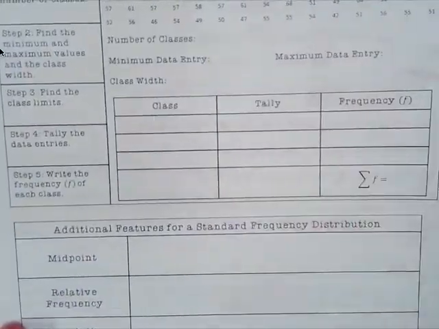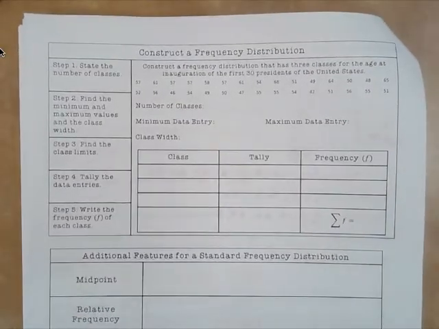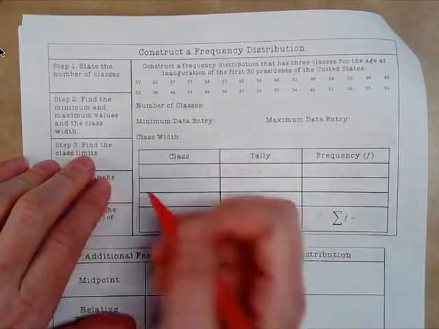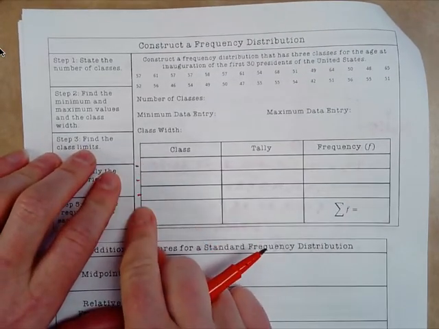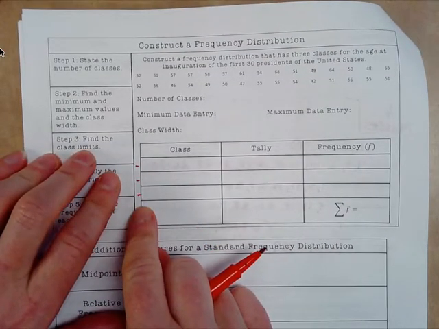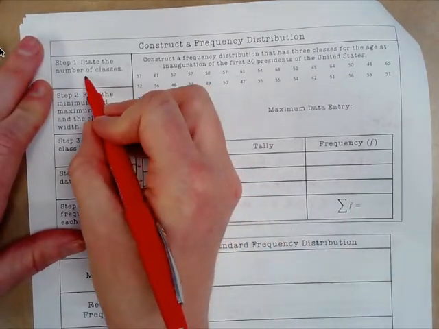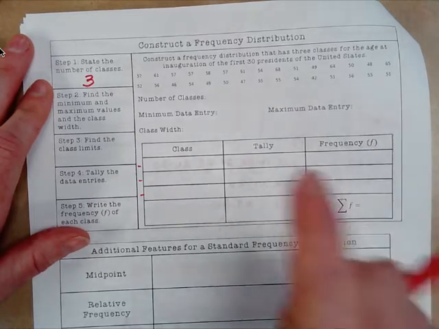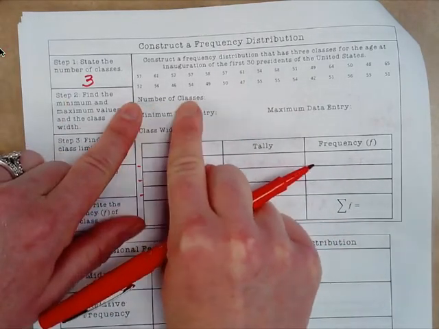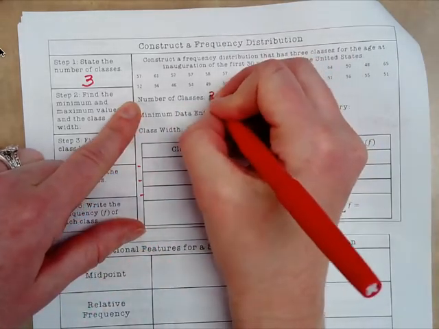Okay, let's look at our first one that we're going to do. On this one, they gave us how many classes, because if you look, we have 1, 2, 3 classes. So we didn't actually get to decide on this. So state the number of classes. We're going to do 3. So let's answer these questions. Number of classes is 3.